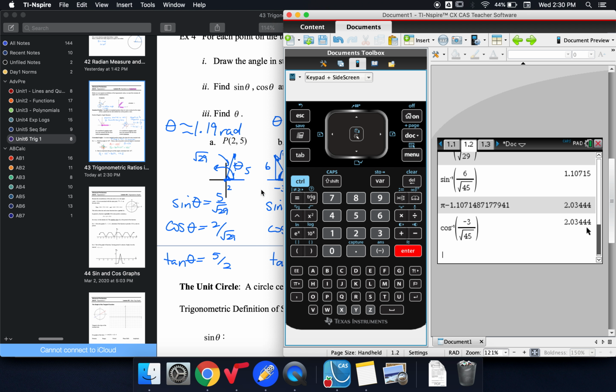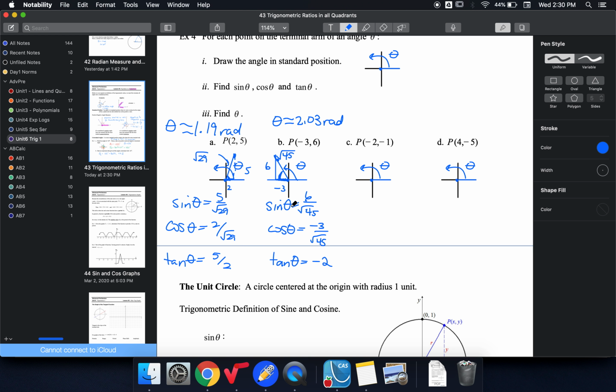Make sure you know where you want your angle to be so that your calculator is telling you what you want to find. I'm going to leave you to do these two on your own. Come back and check the solutions, and as always, come ask questions in office hours or post them to our document.